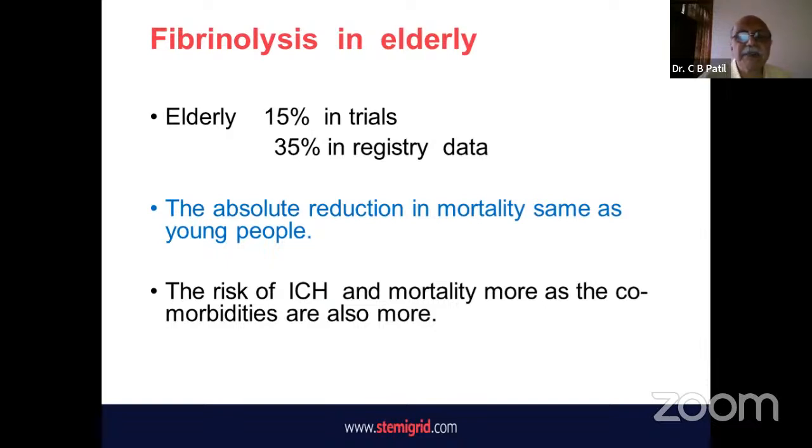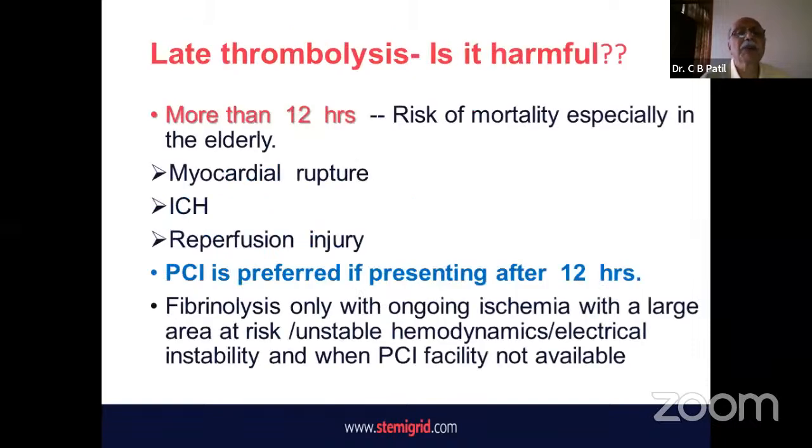The risk of intracranial hemorrhage and mortality is more, as the comorbidities are also more in the elderly, and that should be taken care of. What about late thrombolysis, more than 12 hours? Risk of mortality, especially in the elderly, is more. Especially myocardial ruptures can be there, intracranial hemorrhages can occur, and reperfusion injuries are more.